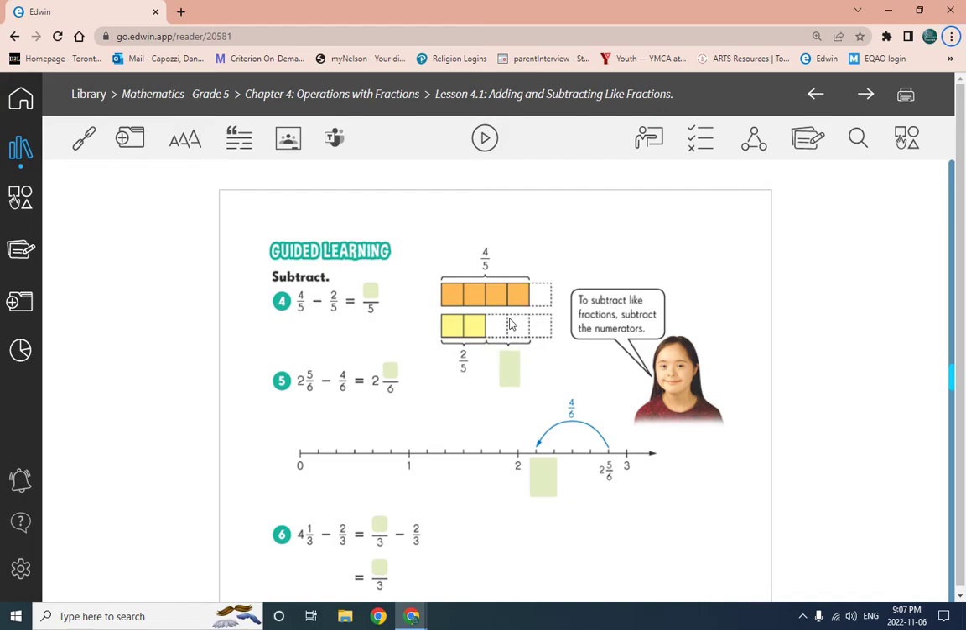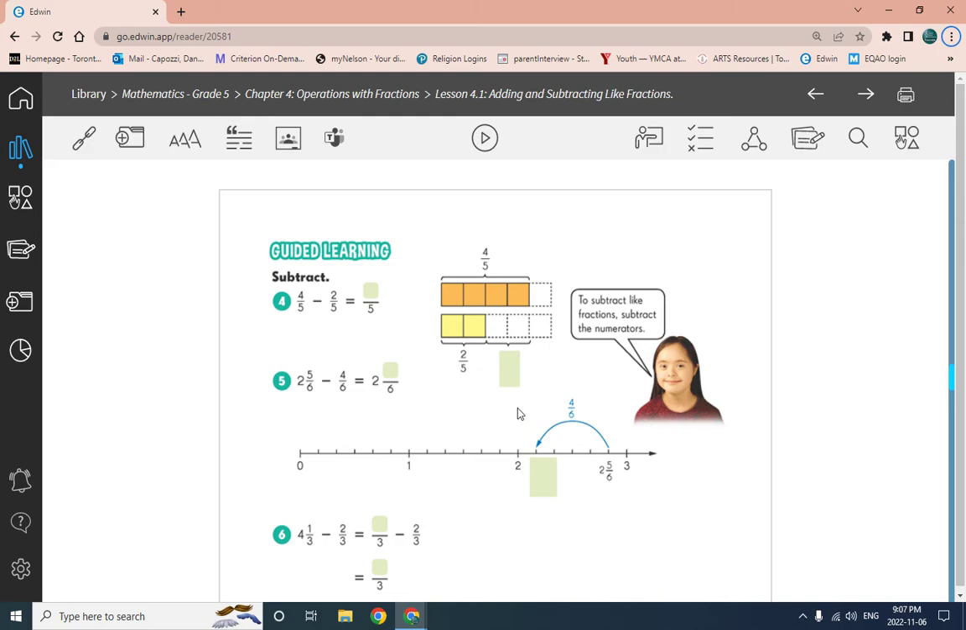So the difference here, how much bigger the orange 4/5 is compared to the yellow 2/5, the difference is these two pieces right here. These two pieces are represented by the number 2, but each one is 1/5. So this answer would be 2/5. And that's how we add and subtract our fractions.